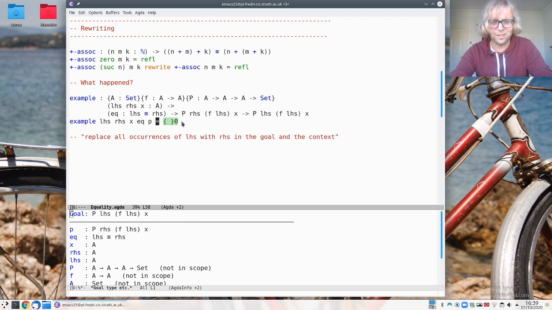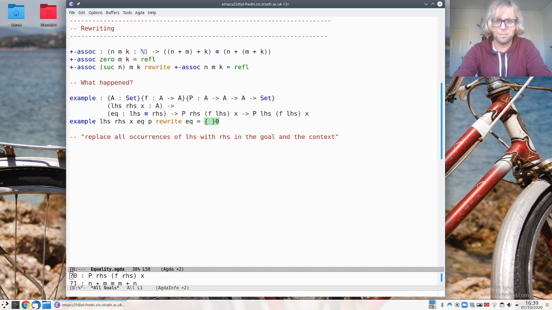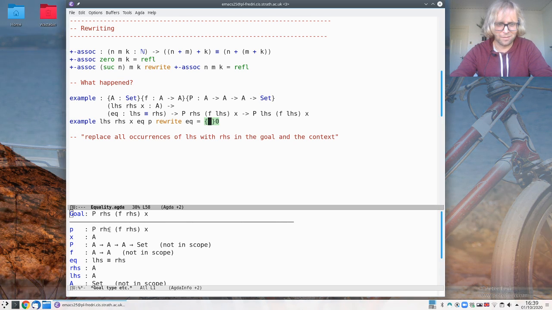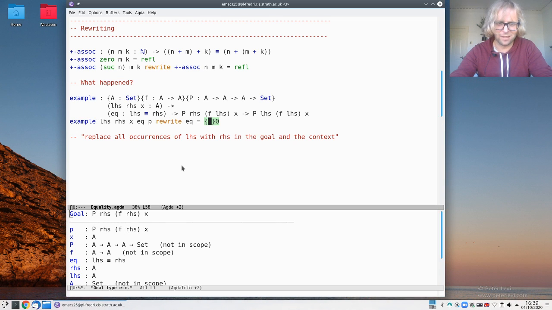Right? So if I now rewrite along by this proof, and I reload the file, let's see what happened. So before I had to produce something of this type, right? But now, if I look at my goal, we see that Agda has replaced all the left-hand sides with the right-hand sides in my goal. And similarly in everything in my context, right? So I used to have a left-hand side here, but now that has turned into a right-hand side, which means that I can now use the thing I have to prove the goal I wanted.